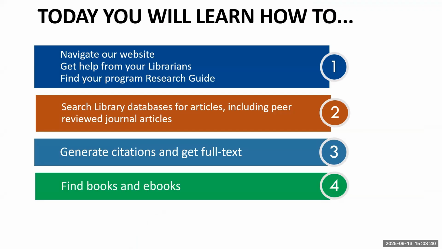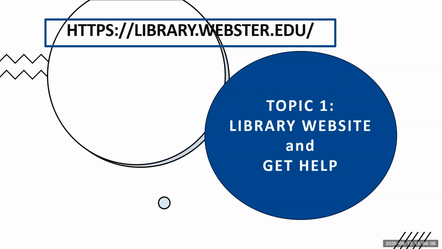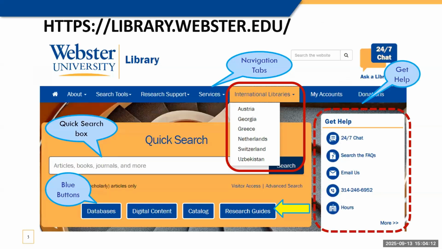Together, we'll learn how to navigate our website, get help from a librarian 24/7, and find your program research guide. Search a database for articles, including peer-reviewed journal articles. Use the database to generate citations and get the full text of articles, and find books and ebooks by title and on a topic. The library's homepage is at library.webster.edu.